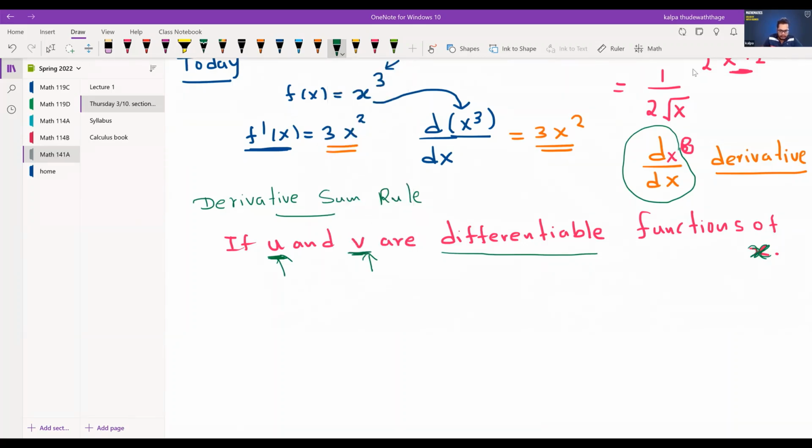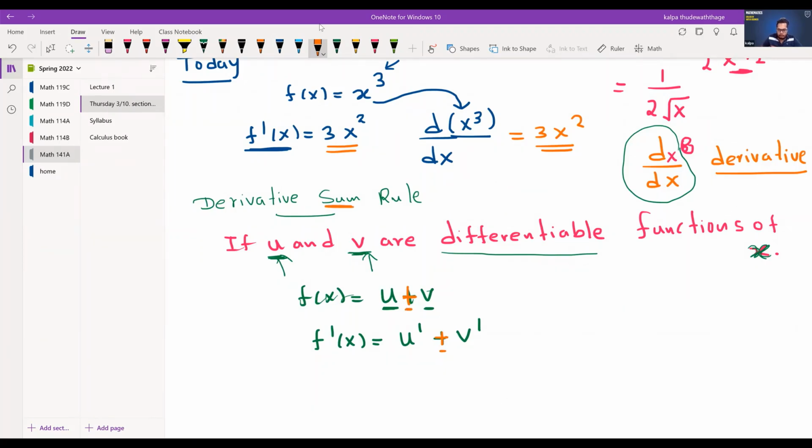So if you can differentiate these two functions, let's say your function is u plus v, the sum of the two functions. Then you will get the differentiation of u, which is u dash, and the differentiation of v is v dash. So plus remains the same. And similarly, you can think of a subtraction rule, which is minus and minus.